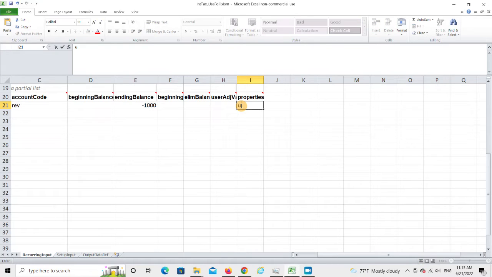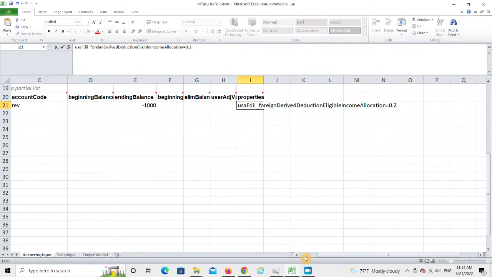So the property is US_FDII_foreign_derived_deduction_eligible_income_allocation equal to 20%. Okay, so that's it. We told the engine just that 20% of that income is foreign derived.